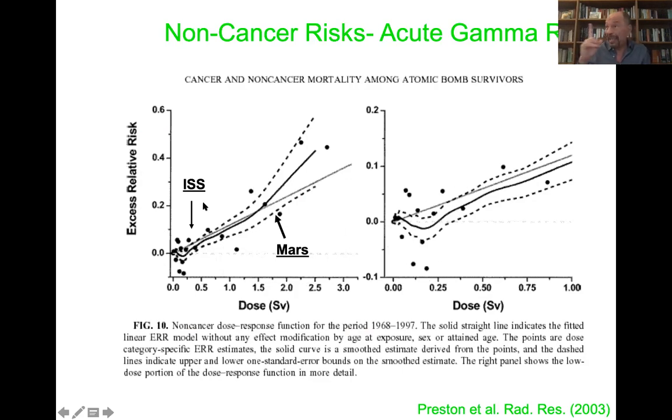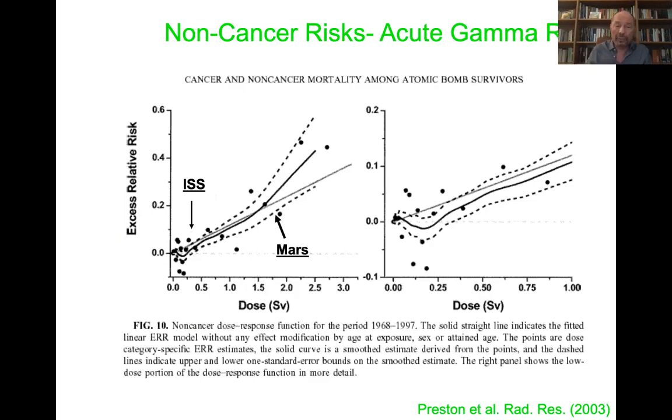But for space, for example, this is very important because the dose in the ISS is here, but the dose for a Mars mission is about here, which means that the risk of cardiovascular disease is very high.